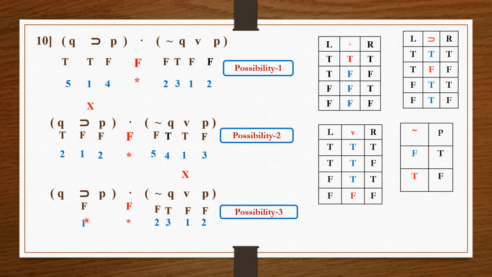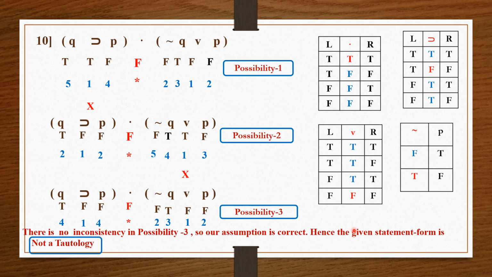Now we'll solve on the left side. When is implication false? When the left is true and the right is false. The antecedent is Q. Right, true. And P is false, the consequent. So we mark it with number 4. Now we'll have to check whether there is any inconsistency. See here, there is no inconsistency. The rules used are correct. The variables are also having the same values. So there is no inconsistency in the third possibility. So the whole expression is not a tautology.